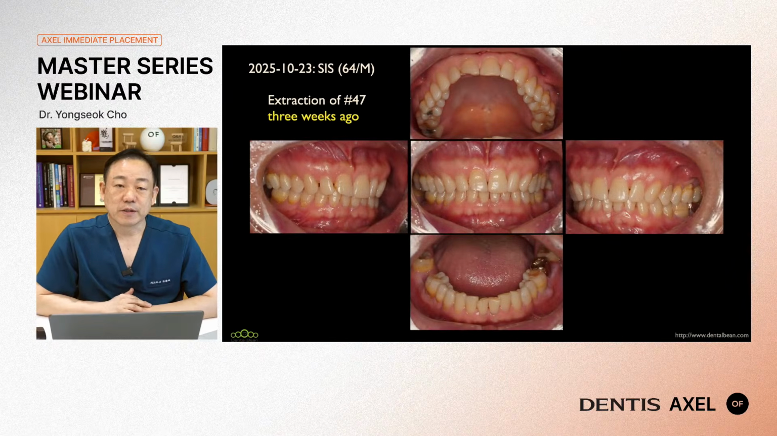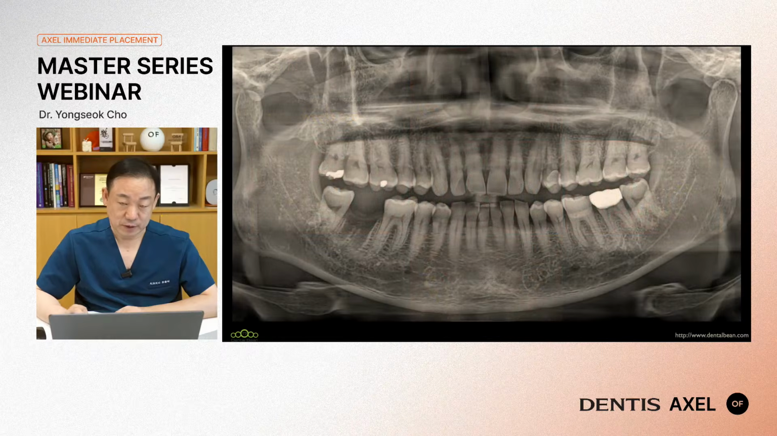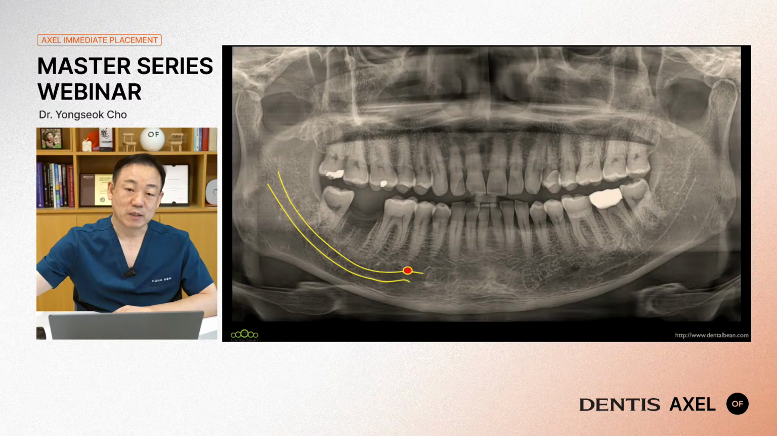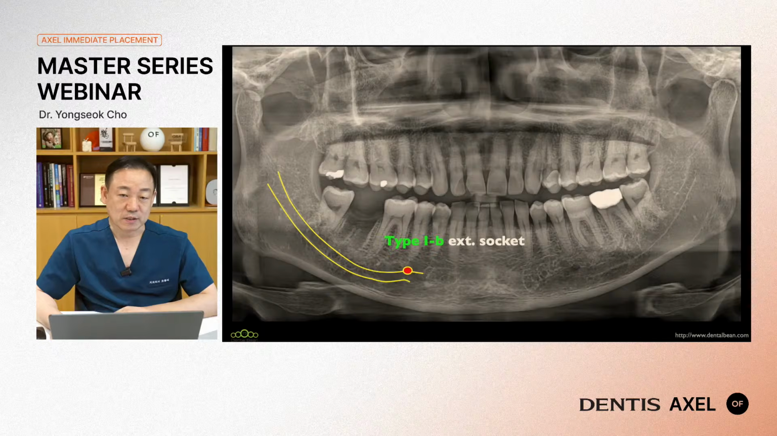Here is a 64 years old male patient who had the right second molar, a mandibular molar, extracted 3 weeks ago. Look at the panoramic image and let's trace the mandibular canal here. The mandibular canal is slightly away from the extraction socket, but it is less than 5 millimeter. That means it is originally a type 1B extraction socket.